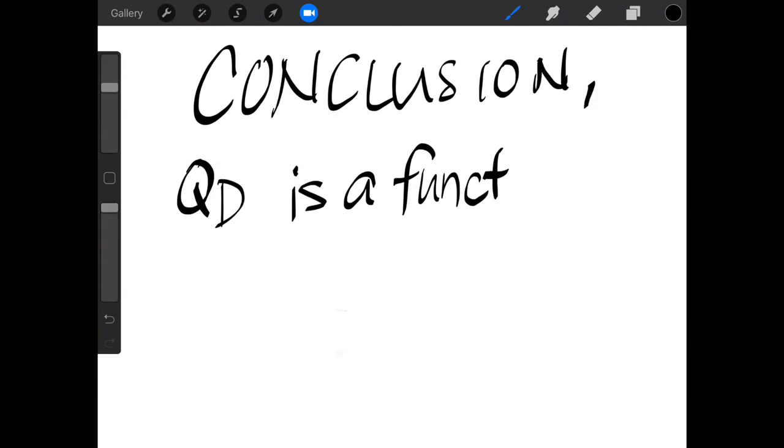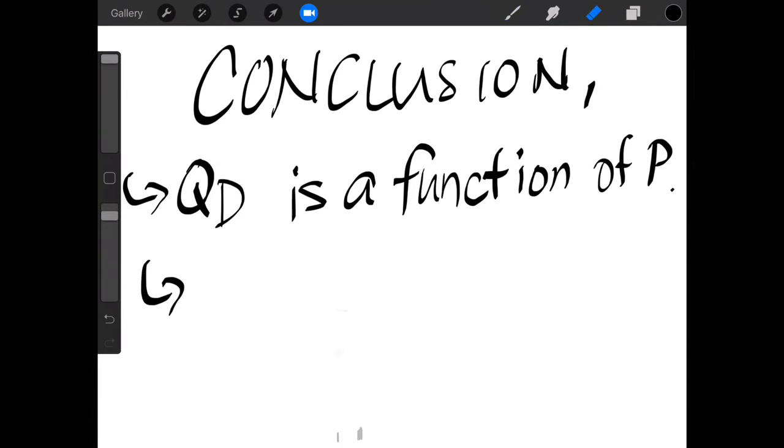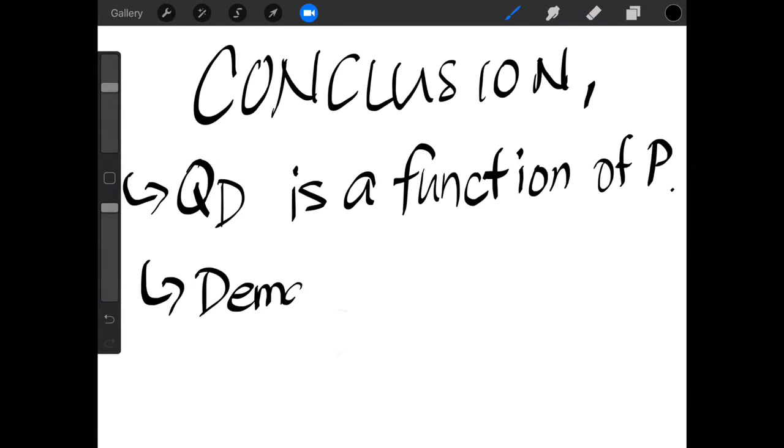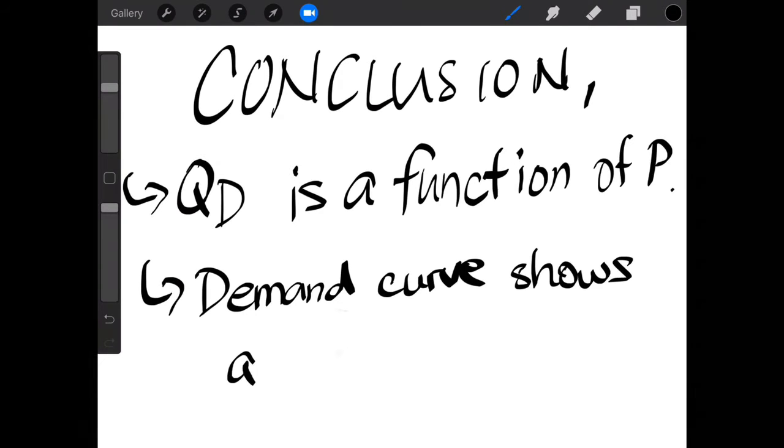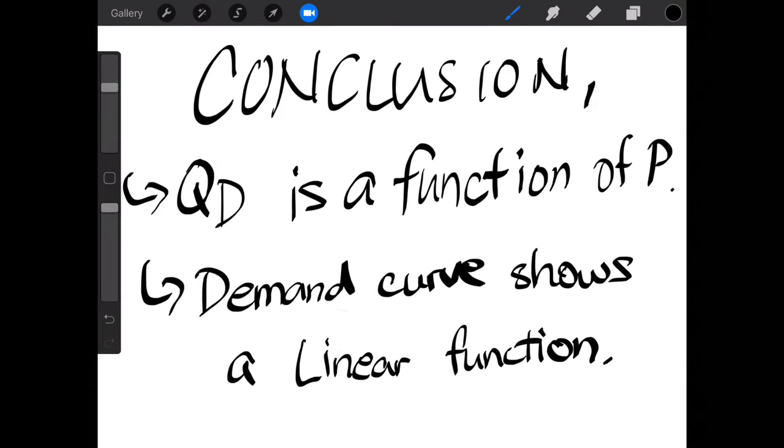In conclusion, we can say that the quantity demanded is a function of the price, and the demand curve shows a linear function.